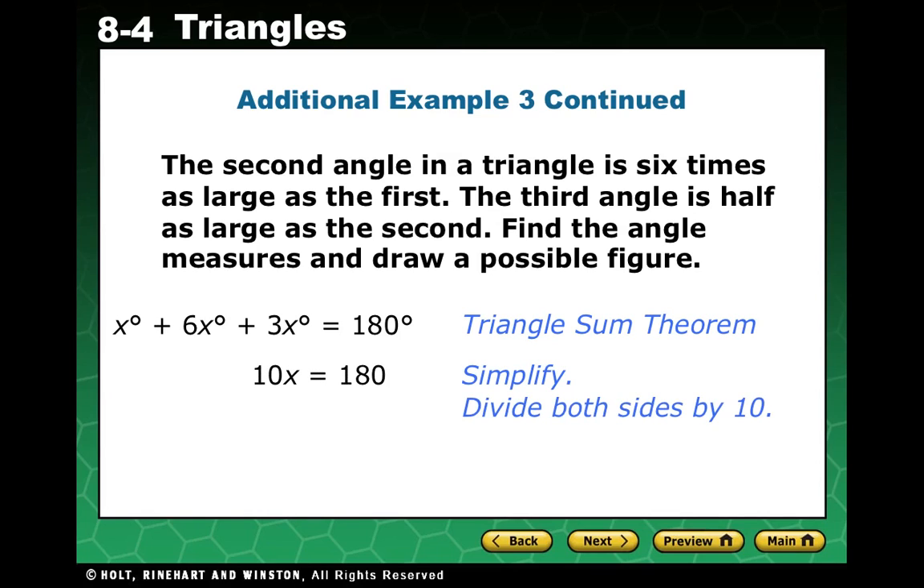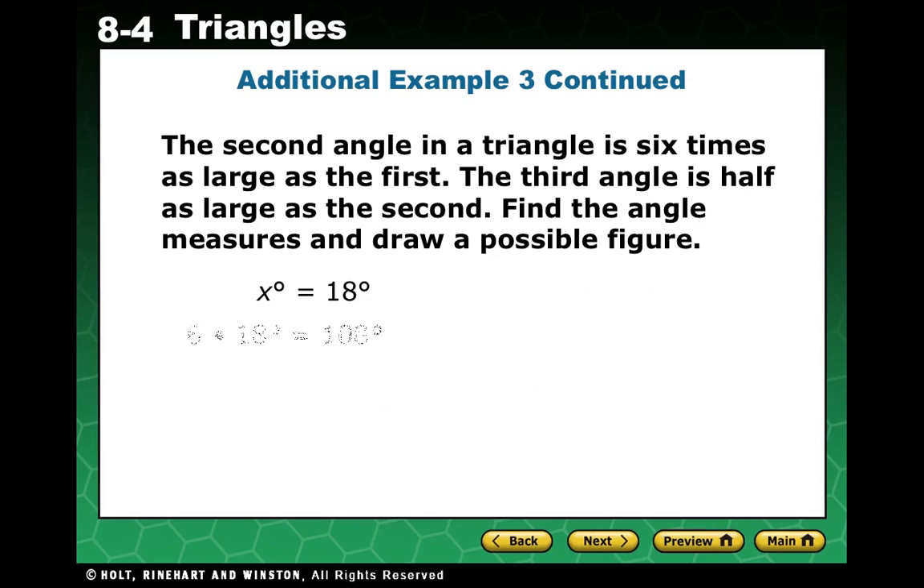Combine like terms and divide. So x equals 18. This means that the first angle is 18. And then we'll use that to figure out the next two angles. 6 times 18 is 108, and 3 times 18 is 54. So we have 18, 108, and 54.